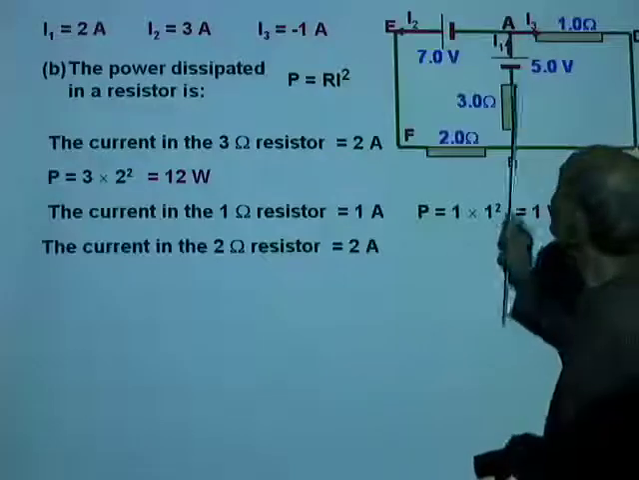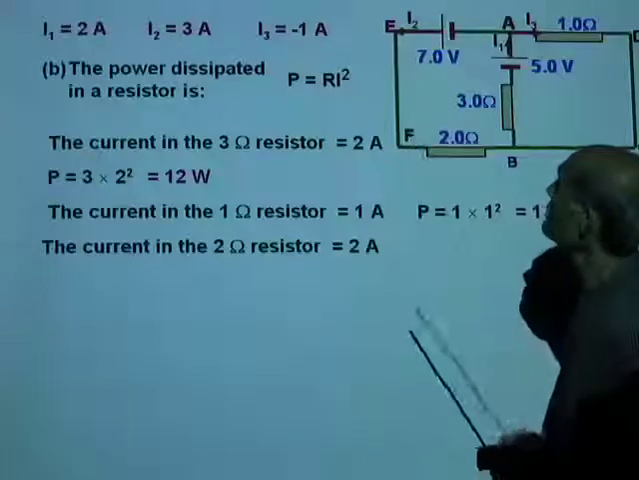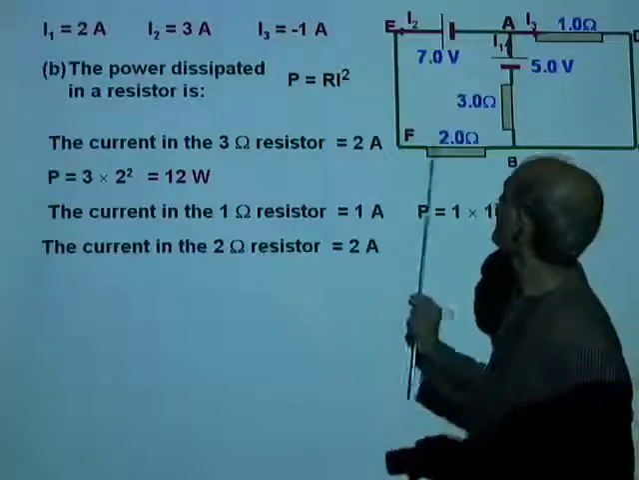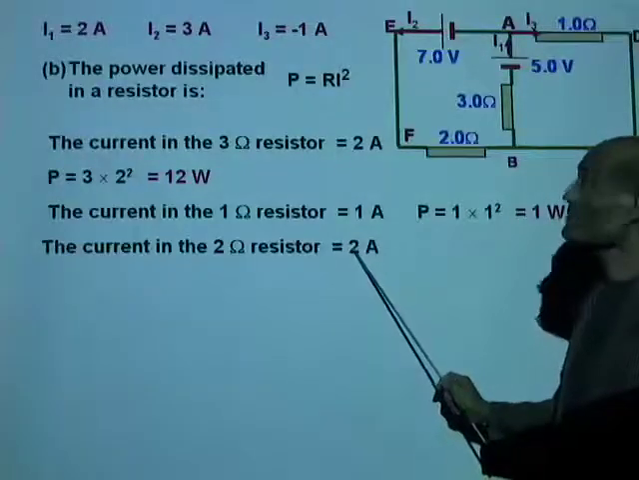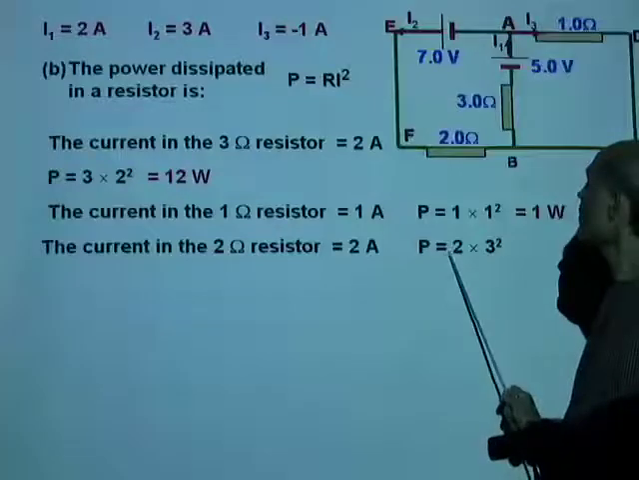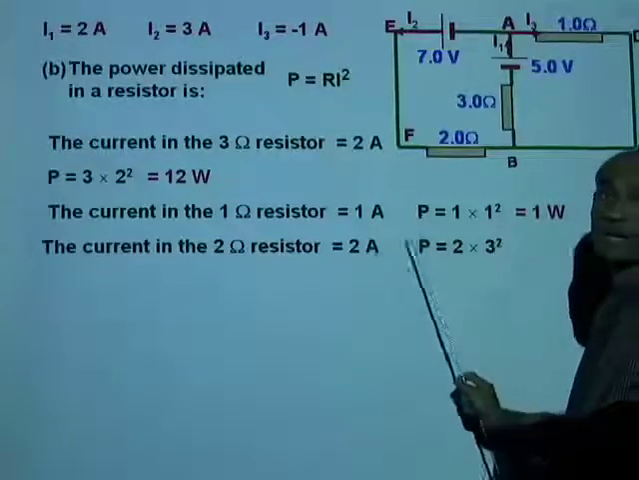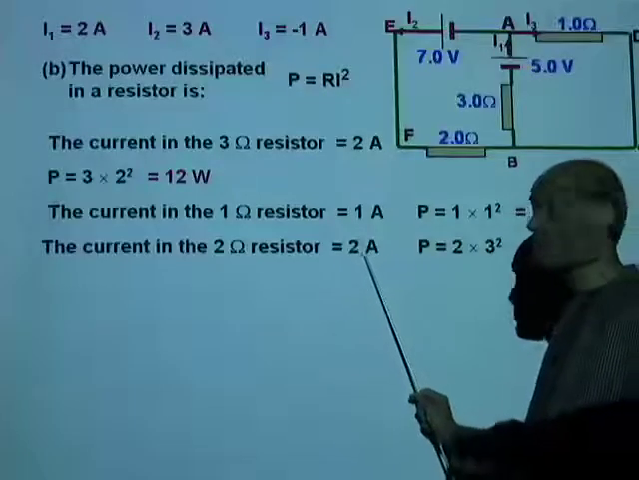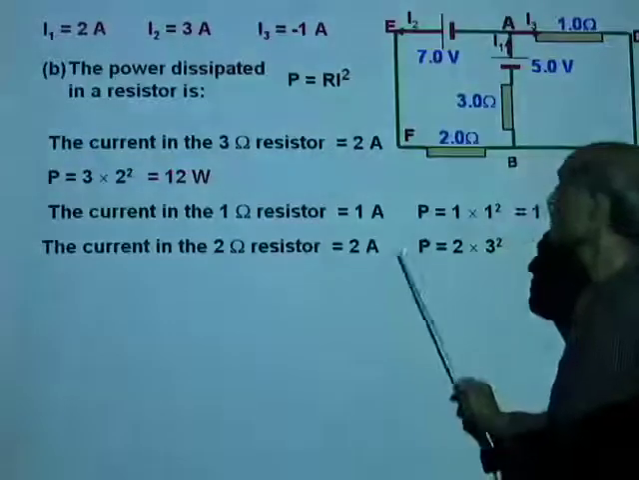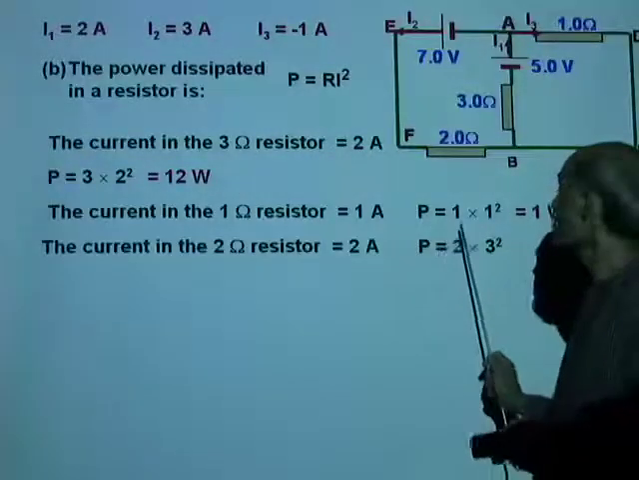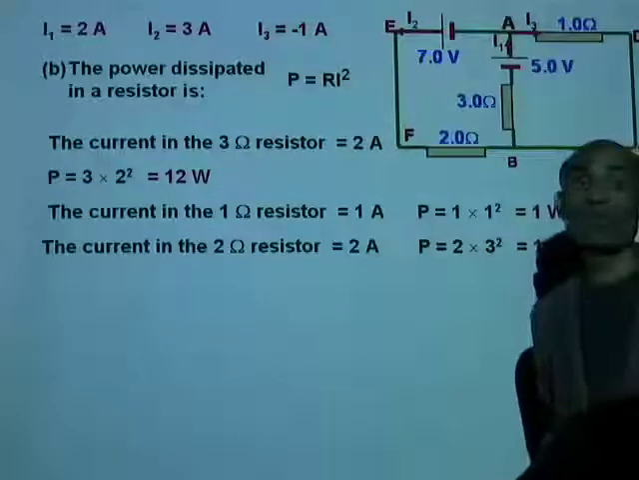And the current in the 2 ohm resistor is I2. Isn't I2 equal to 3 ampere? Yes, it is 3 ampere, not 2 ampere. So you need to correct that. And the power will be 2 times 3 squared. I have corrected that here. But this current must be corrected as 3 ampere. I2 is 3 ampere. The power dissipated in that resistor is R I squared, that is 18 watt.